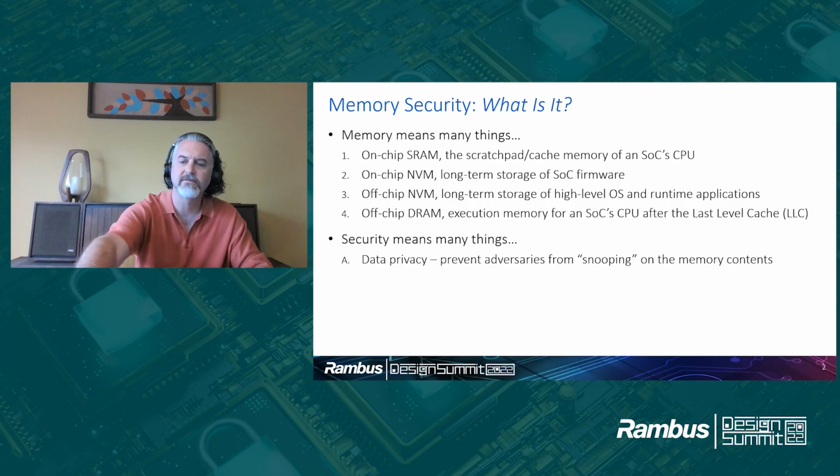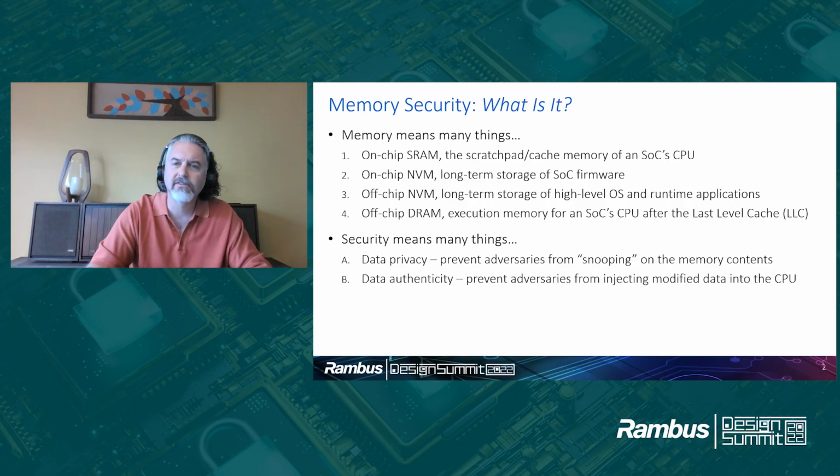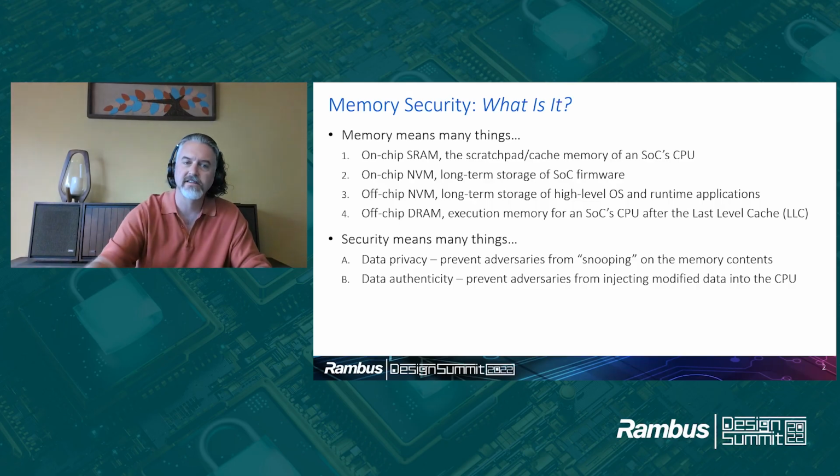So data privacy is, of course, the first and most obvious form of data security, but there's also data authenticity. If an adversary gains control of one of those memory systems, how do you prevent them from injecting modified data into the CPU? You can very quickly imagine how bad the world gets if your adversary has write control over some of the data and the CPU is just going to grab it, execute it, and not in any way verify it for authenticity. So data authenticity is the second pillar of memory security.